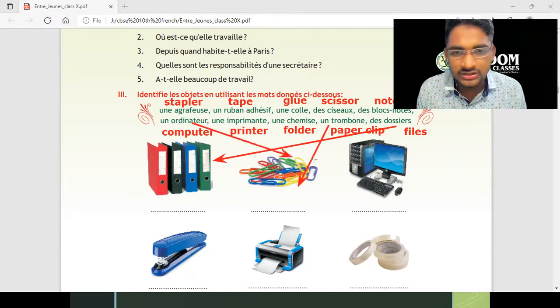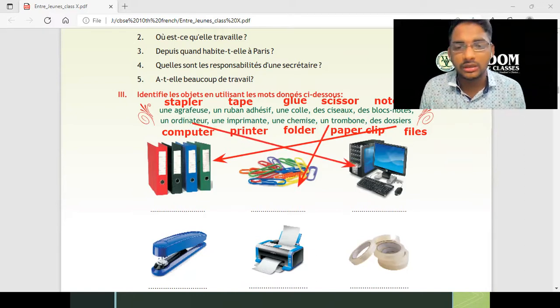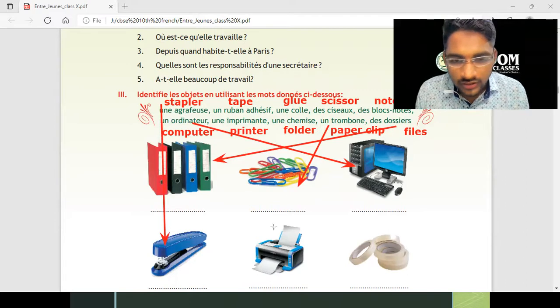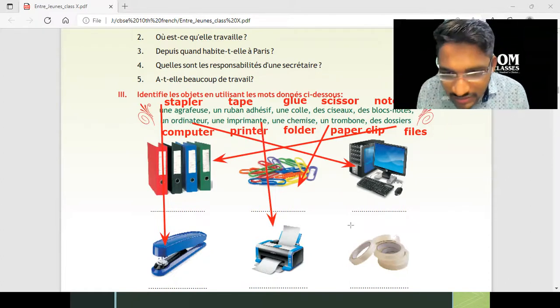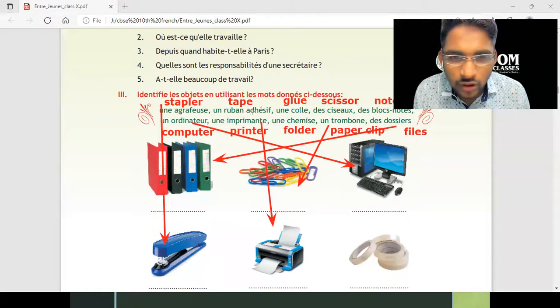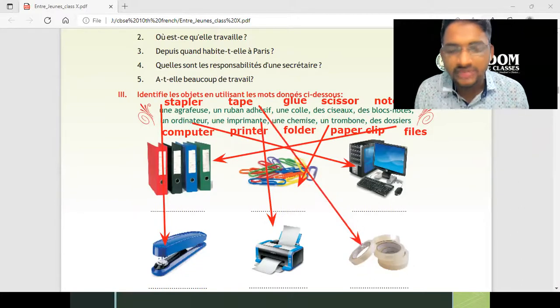Ordinateur. So here this is going to come over here. Agrapheuse, stapler. This agrapheuse is going to come here. Imprimante. So imprimante is going to come here. You can just write it down over there nicely. And the last we have is tape. Okay. So a ruban adhésif. Ruban adhésif is tape.